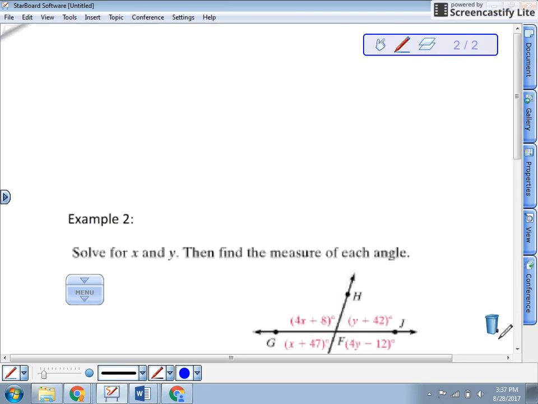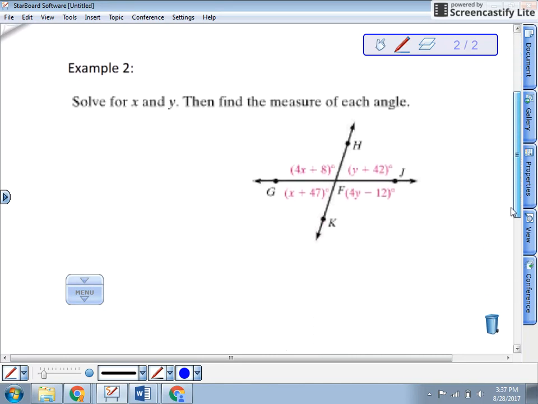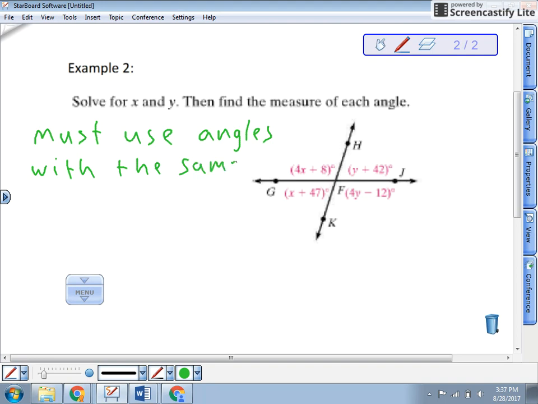Okay, next example. Okay, a lot going on in this problem. All right, we've got our intersecting lines, 4 sets of angles. They want us to solve for x and y, then find the measure of each angle. We'll solve for x and y. I'm confident you guys can then find the measure of each angle. So here, the key to this problem is you must use angles with the same variables.